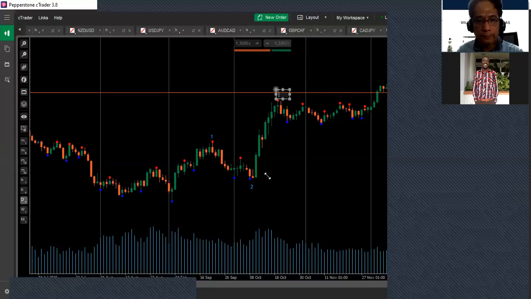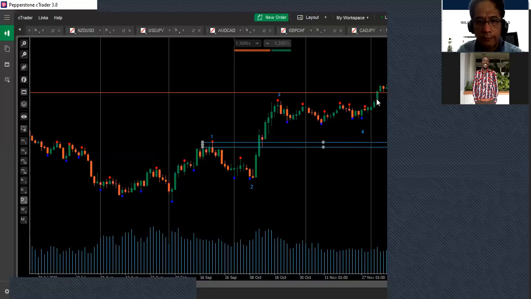Look at wave 3. See it here? Wave 3. And here, wave 4. And you can see the rule is that wave 4 should not go inside the territory of wave 1. See that one? That's very far, right? Yep. And then wave 5. See that one? Then ABC, ABC.